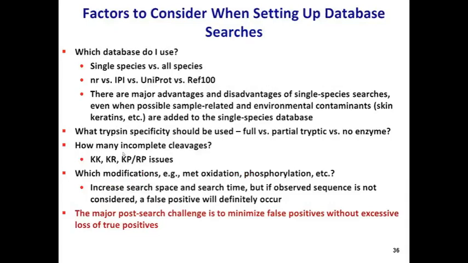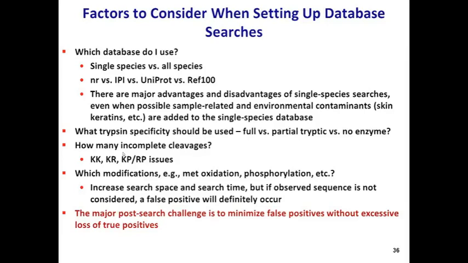One key question is, what database do I use? Do I use a single species versus all species? An important consideration is that if I use a single species database for a search, I may have contaminants from the environment or sample-related contaminants that are present in my sample, and if I don't consider those sequences in my database search, I'm guaranteed to get a wrong answer because that sequence is not in the database, and the algorithm will give me the best possible answer.